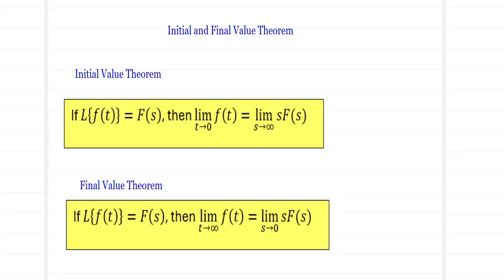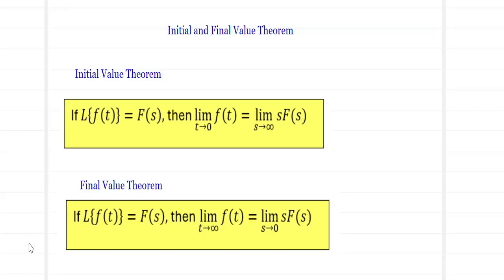The initial value theorem says that if we can define Laplace of f of t as a function of s, then as t tends to 0, f of t is the same as limit s tending to infinity of s times Laplace of f of t, or F of s.